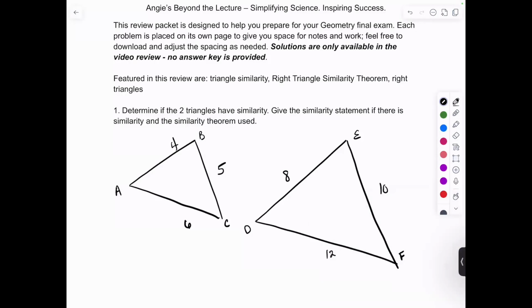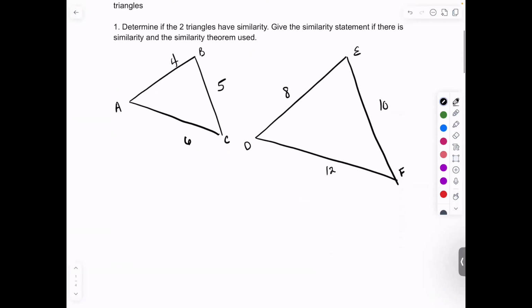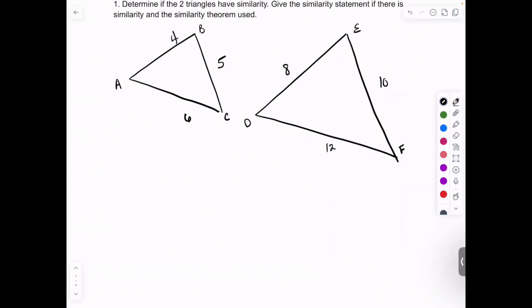Number one asks us to look at two triangles and if they have similarity to each other. We need to give the similarity statement if there is similarity, and of course, the similarity theorem used. This is a classic example of how to look at and solve for these types of problems in triangle similarity. We have three different theorems that we work with, and I'll write these off to the side here.